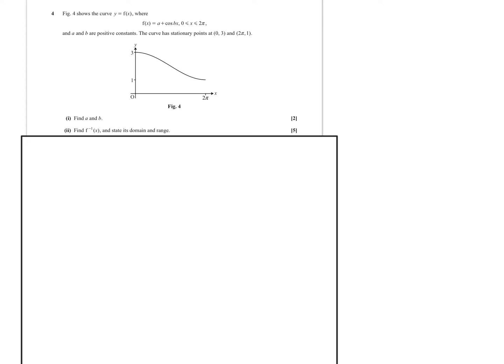Let's just draw for ourselves a normal cos graph. A normal cos graph goes from 1 to minus 1, and it goes to 2 pi and to pi here.